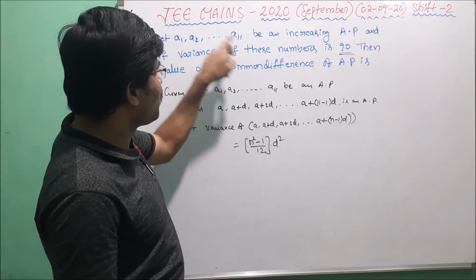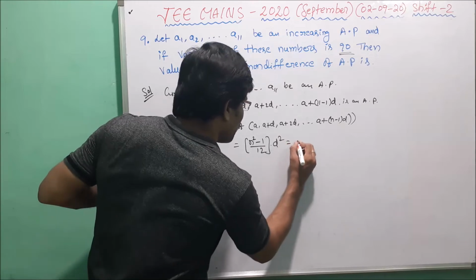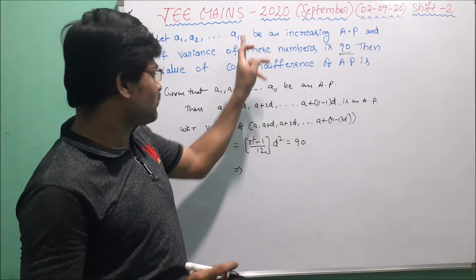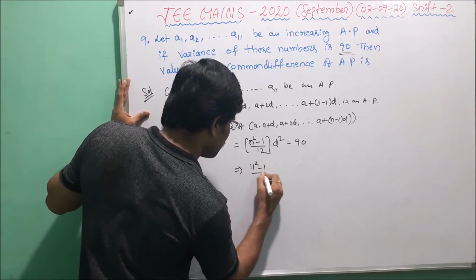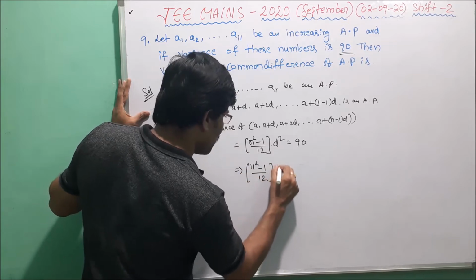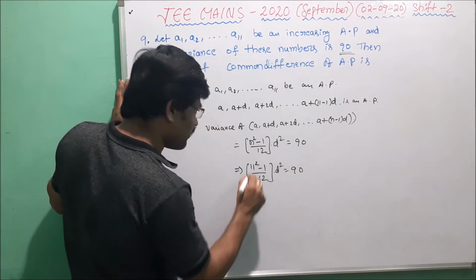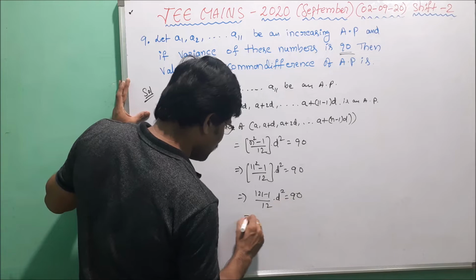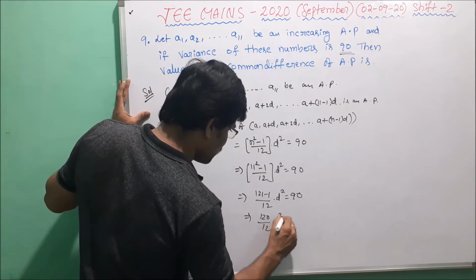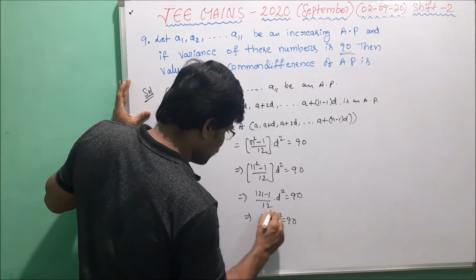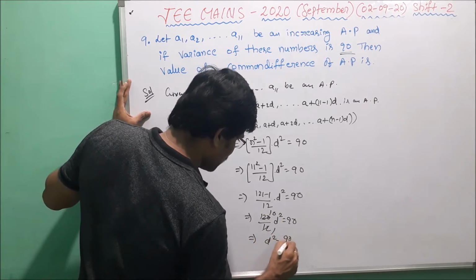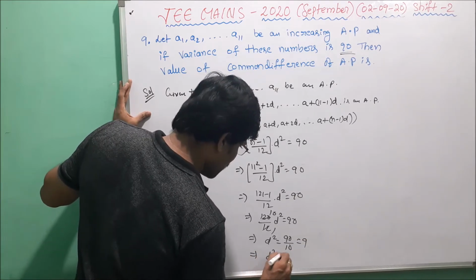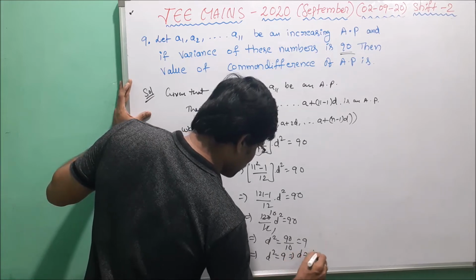Here the variance of the given numbers is already given as 90. Now we equate to 90. Here we take n equals 11, since A11 means n equals 11. So 11 square minus 1 by 12 into D square equals 90. 11 square means 121 minus 1, by 12 into D square equals 90. In this, 120 by 12 D square equals 90, which implies D square equals 90 by 10, that means 9. Now D square equals 9, which implies D equals plus or minus 3.